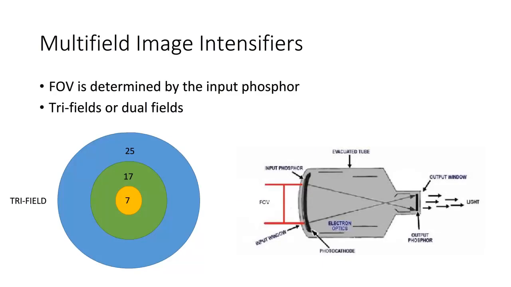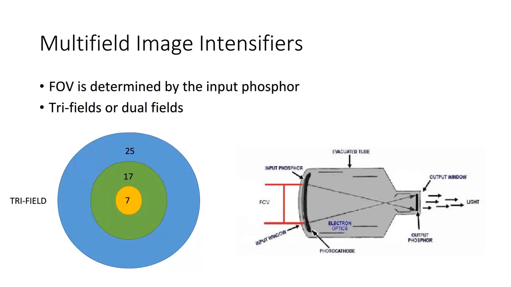You're not going to find image intensifiers with only a single field of view. Most of them are either dual or tri-field. Dual fields will have 2 FOV selections and tri-fields contain 3 FOV selections. A 25-17-7 image intensifier is commonly seen in your fluoroscopic equipment for the C-arm or fluor room. These 3 numbers, measured in centimeters, describe the sizes of the input phosphor.